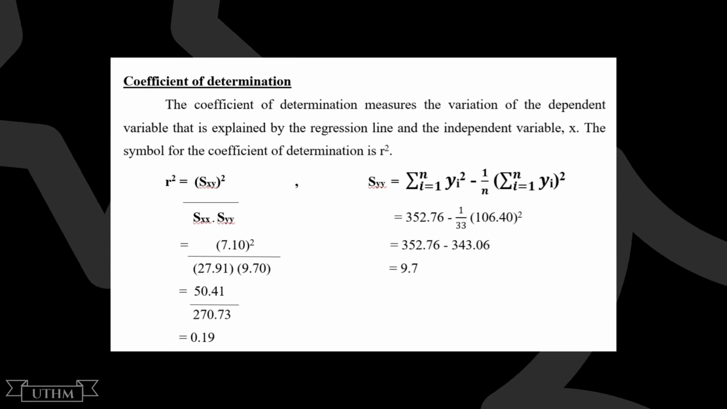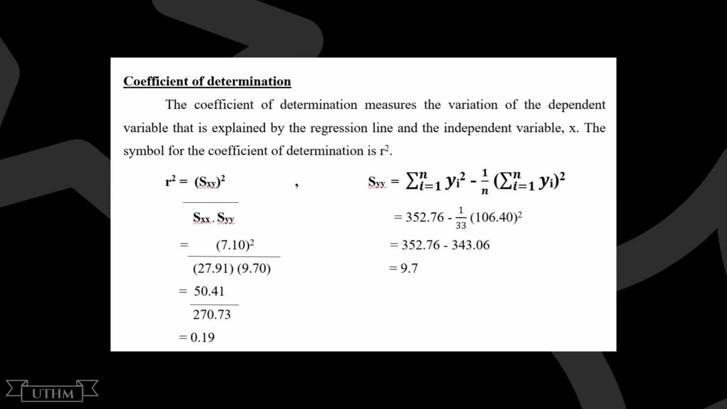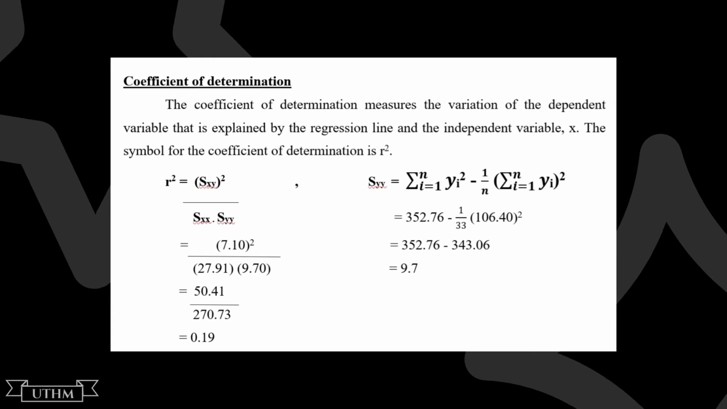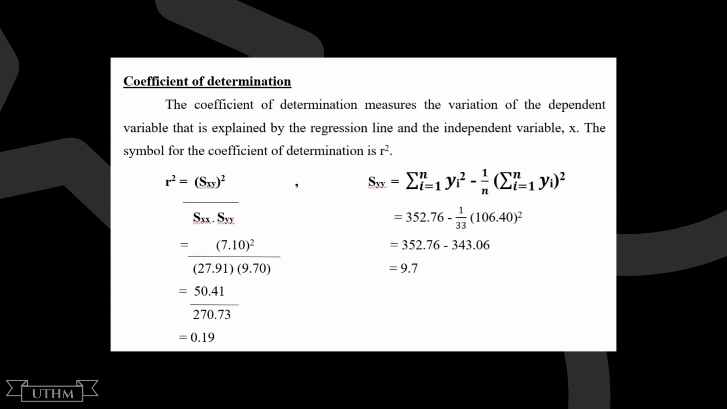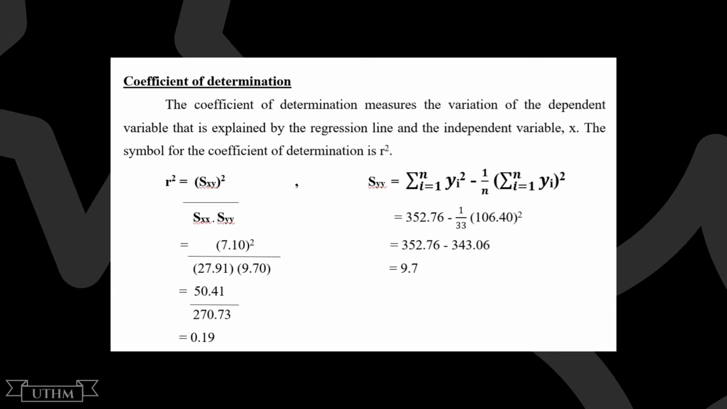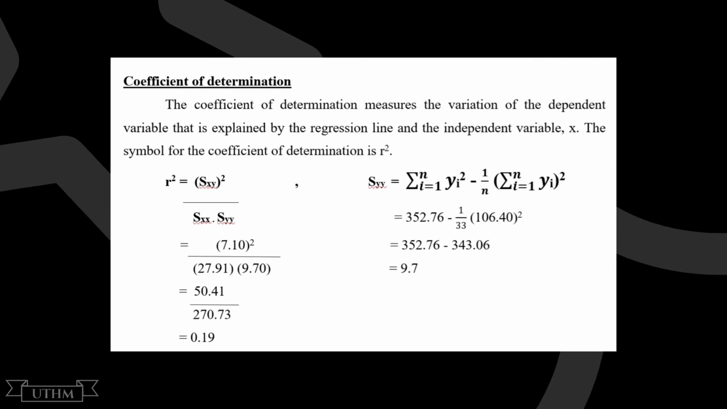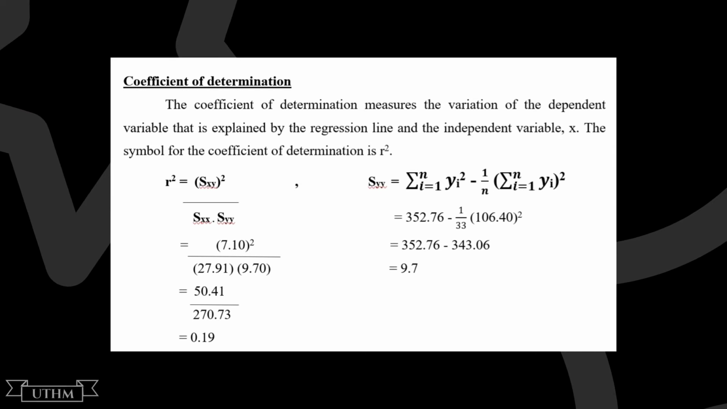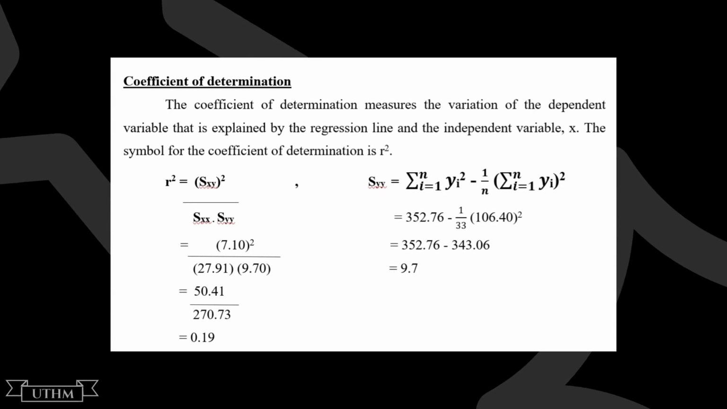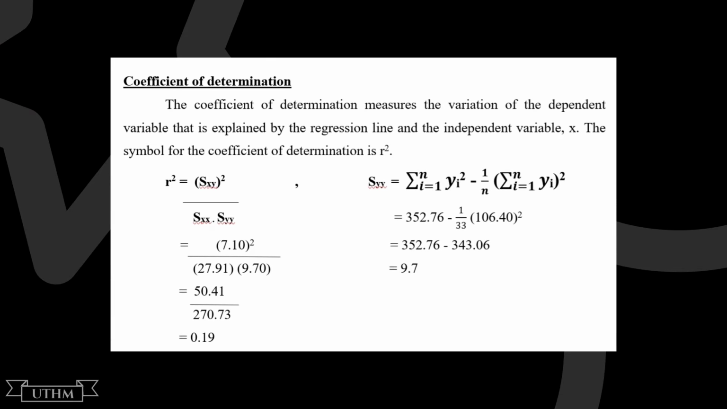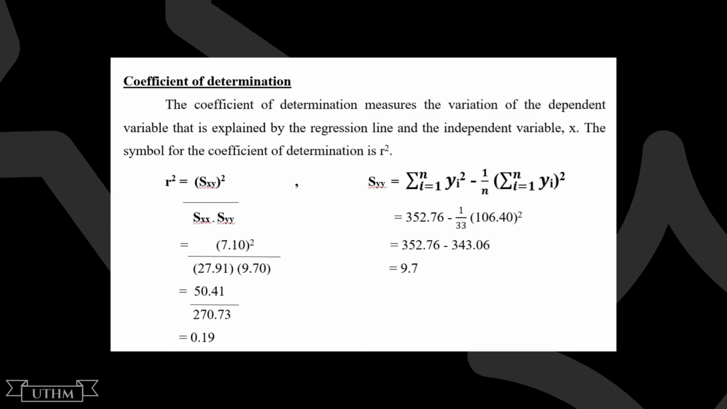but we don't have the value of Syy. Okay, now how can we find the value of Syy? Syy is the summation of y squared minus 1 over n times the summation of y, all squared. The summation of y squared is 352.76 minus 1 over 33 times the summation of y, which is 106.40 squared, equal to 9.7. Then we put 7.10 squared divided by 27.91 times 9.70, and then we got 0.19.